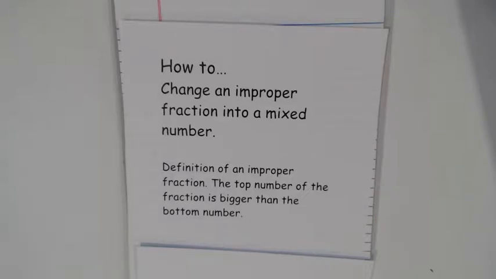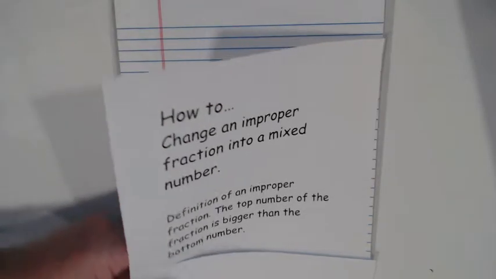Now, it's not wrong to have your answer as an improper fraction, but a lot of times the instructions will say leave your answer as an improper fraction, or it'll say leave your answer as a mixed number. You need to read the instructions and see what way they want you to write your answer. So we need to be able to change them from an improper fraction to a mixed number and vice versa. So what we're going to go over is how to change an improper fraction into a mixed number.